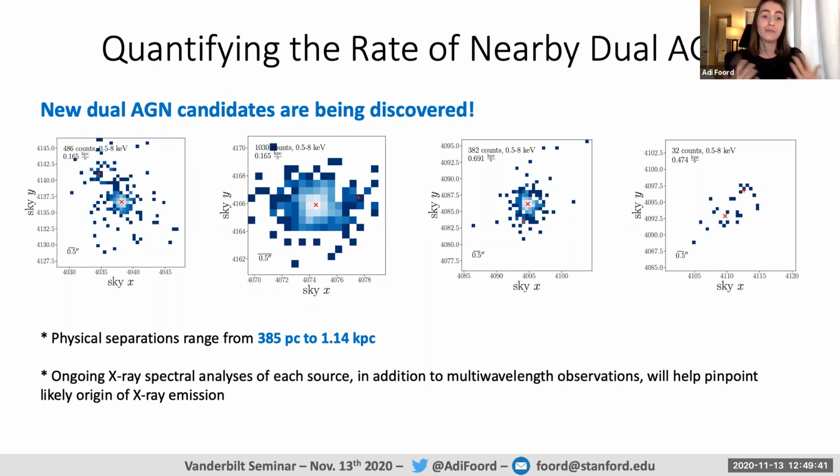So these are an example of 4 of them, where BAYMAX highly favored the dual point source model for these systems. And given the angular separation and their distance from us, it corresponds to physical separations between around 400 parsec up to a kiloparsec. And so ongoing work is going to be an X-ray spectral analysis of both of the point sources, in addition to folding in information that you get from the multi-wavelength observations that are available for all of these systems.